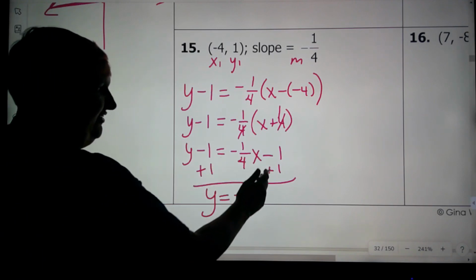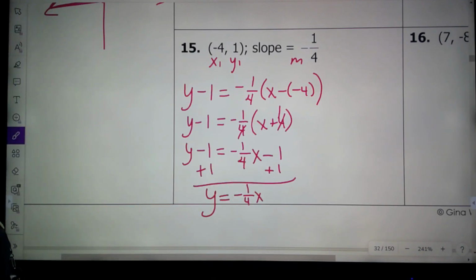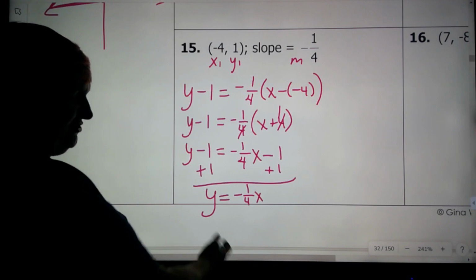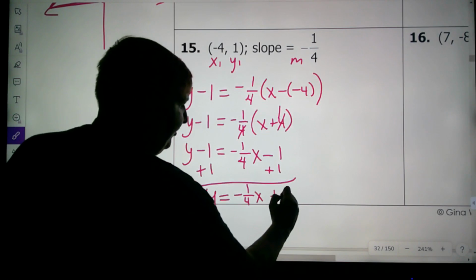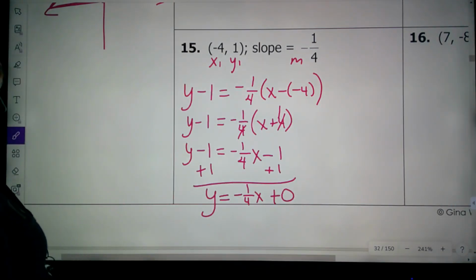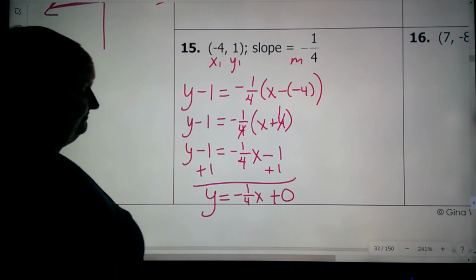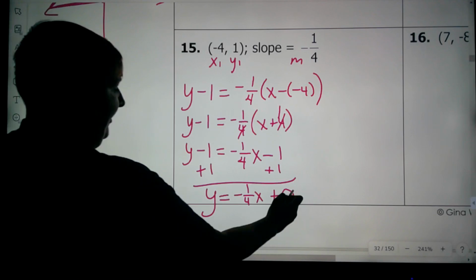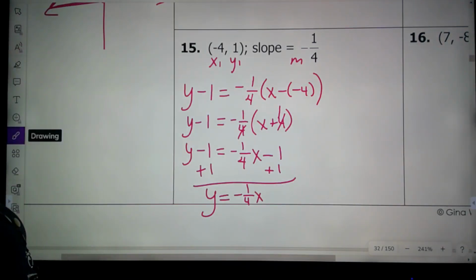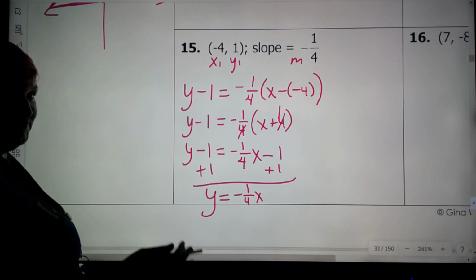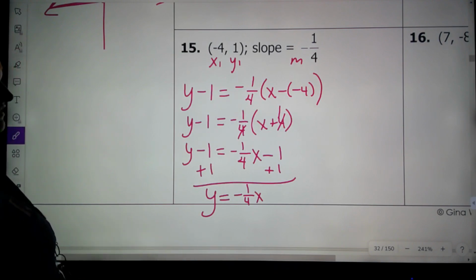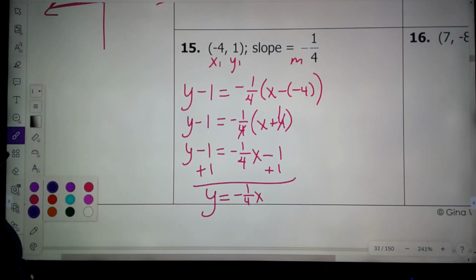Negative 1 and positive 1 cancel each other out. You're left with 0. Plus or minus 0 is the same thing as 0, and you can't add or subtract 0. It changes nothing, so you might as well just leave it off. If you really want to put it there, you can. But what it tells me in my brain is that when I graph it, it's going to cross the origin. That's all it tells me. So if I see an equation like this without the 0, I already know the line is going to cross the origin.